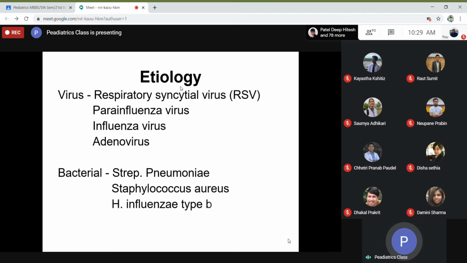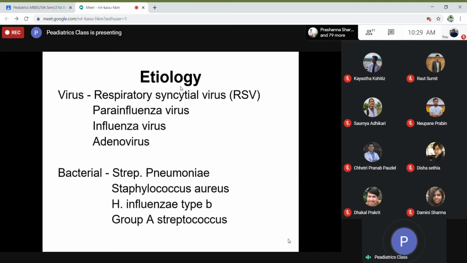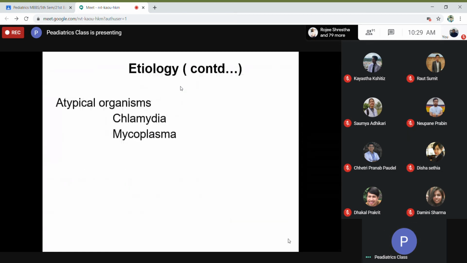Bacterial causes of pneumonia are Streptococcus pneumoniae, Staphylococcus aureus, Haemophilus influenzae type B, group A Streptococcus, gram-positive organisms, as well as gram-negative organisms like E. coli and Klebsiella. These cause pneumonia basically in newborns below 2 months of age. Atypical organisms like Chlamydia pneumoniae and Mycoplasma pneumoniae can also cause pneumonia.